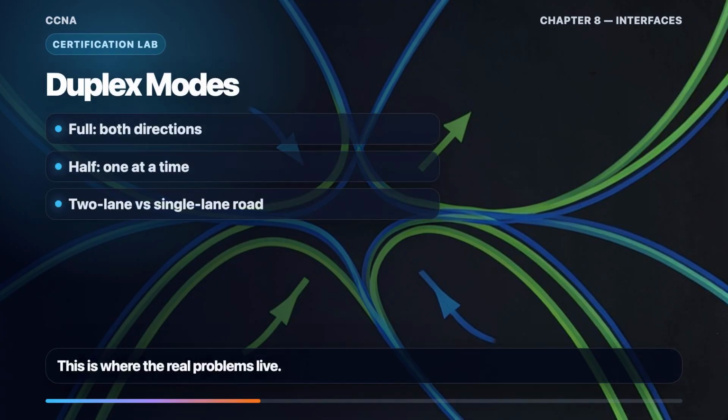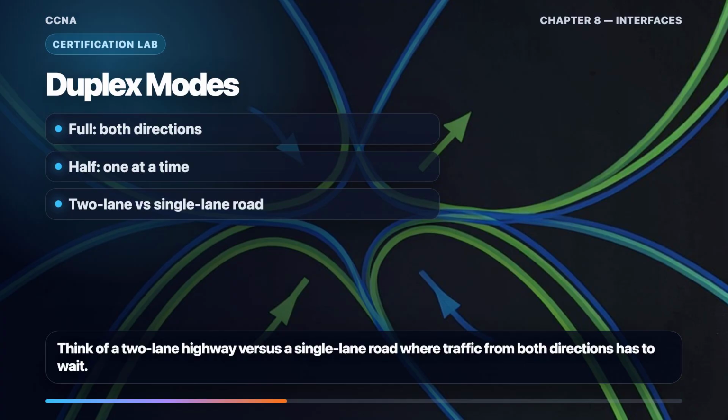Duplex. This is where the real problems live. Full duplex means both directions simultaneously. Half duplex means one direction at a time. You take turns. Think of a 2-lane highway versus a single-lane road, where traffic from both directions has to wait.